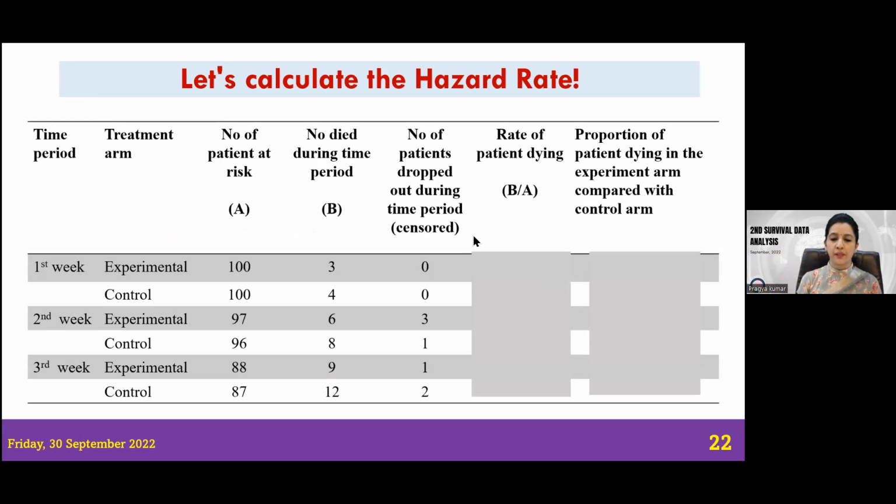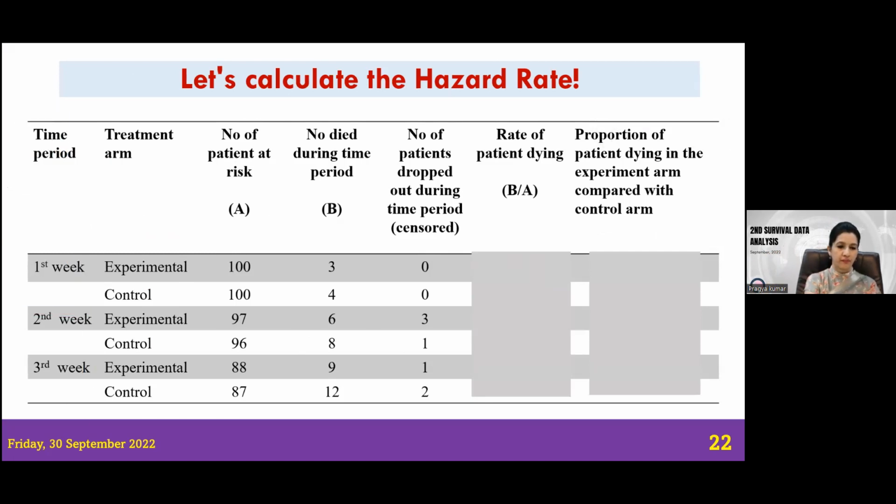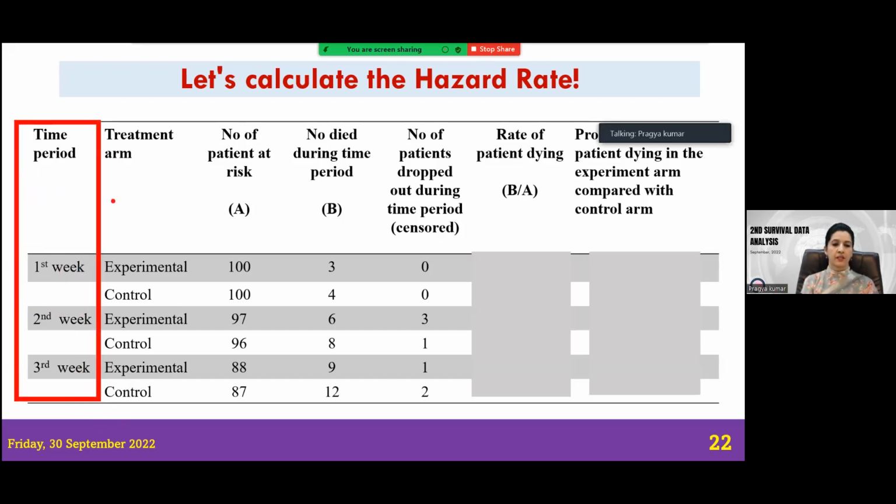So this is simple. Just consider that I have taken the time into consideration. I have started this. This is the first week, this first column. If I explain this table, the first column is for the time period, so it is the first week, second week, and third week. The second column is for the treatment arm, so you can see there is an experiment arm and a control arm.